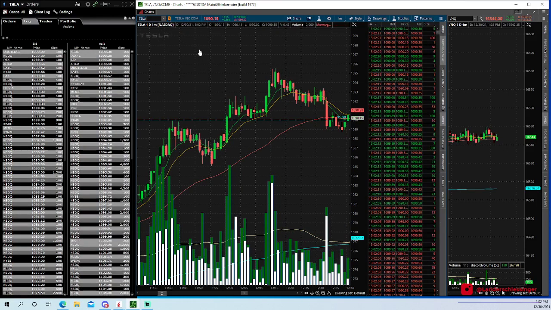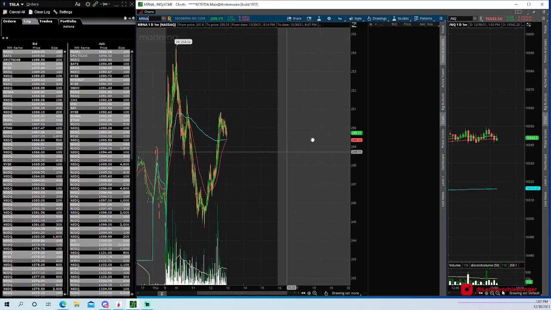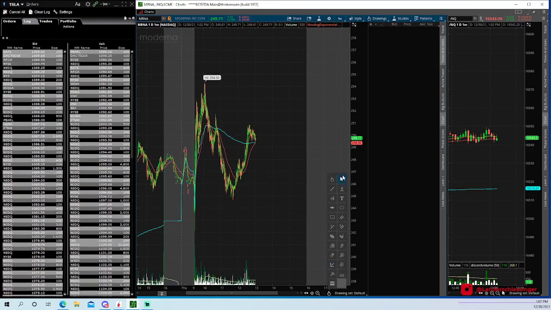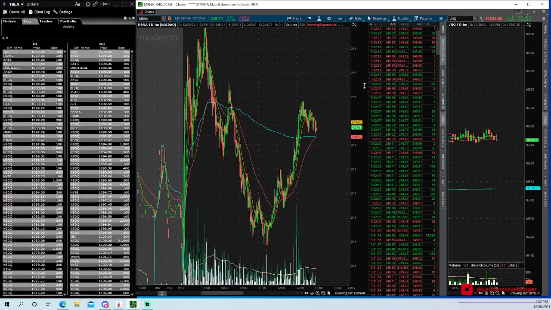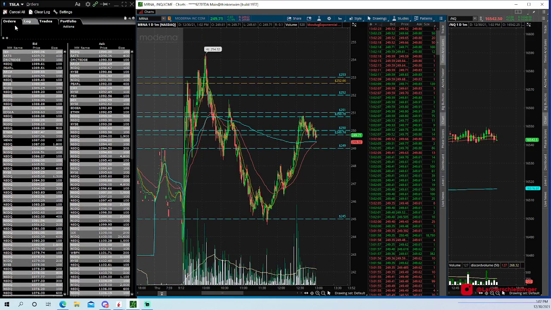Now, if you're playing it to the downside, let's just go Moderna. Now we're looking at the bid. We're waiting for the bid to break.